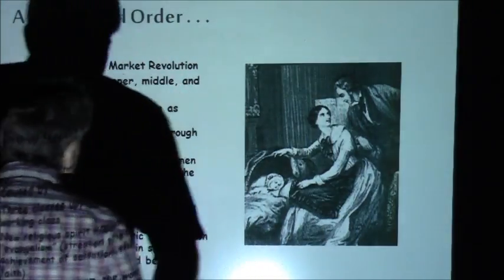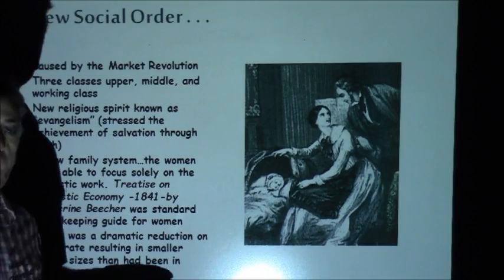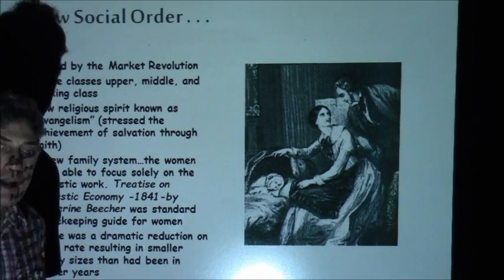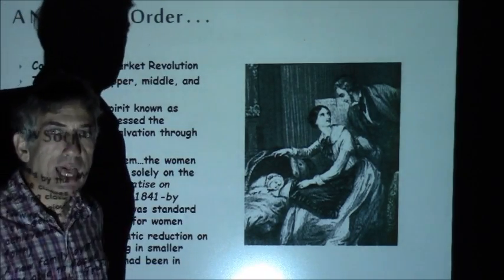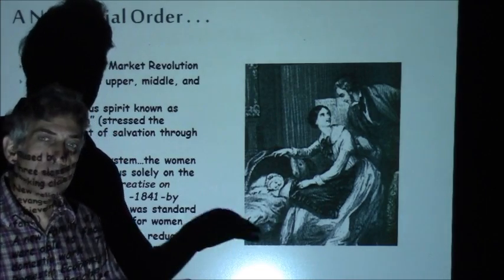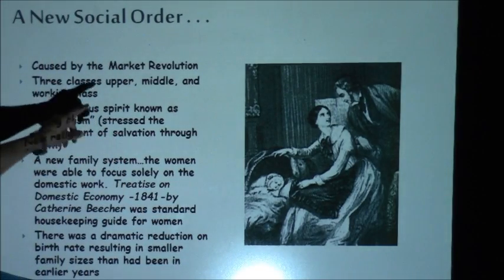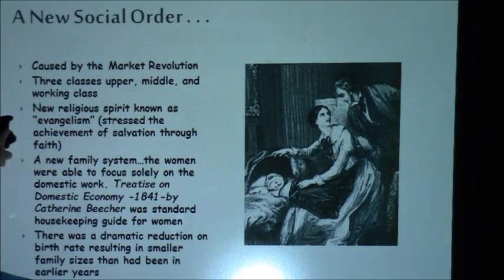This market revolution had now caused a new kind of social order in the United States. We're now going to have three legitimate classes. We're going to have a lower class, a middle class, and an upper class. Caused by the market revolution, three classes: upper, middle, and lower class.